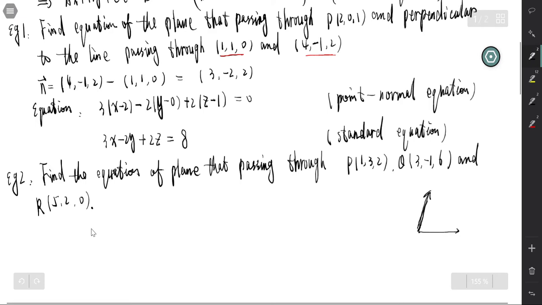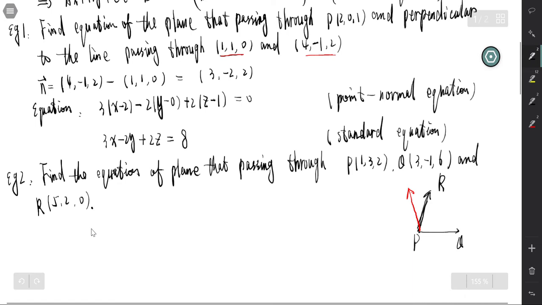Given 2 vectors, we can determine a vector that's perpendicular to both of them. That is a cross product. The cross product is perpendicular to both of them, so this vector should be the normal vector of the plane.